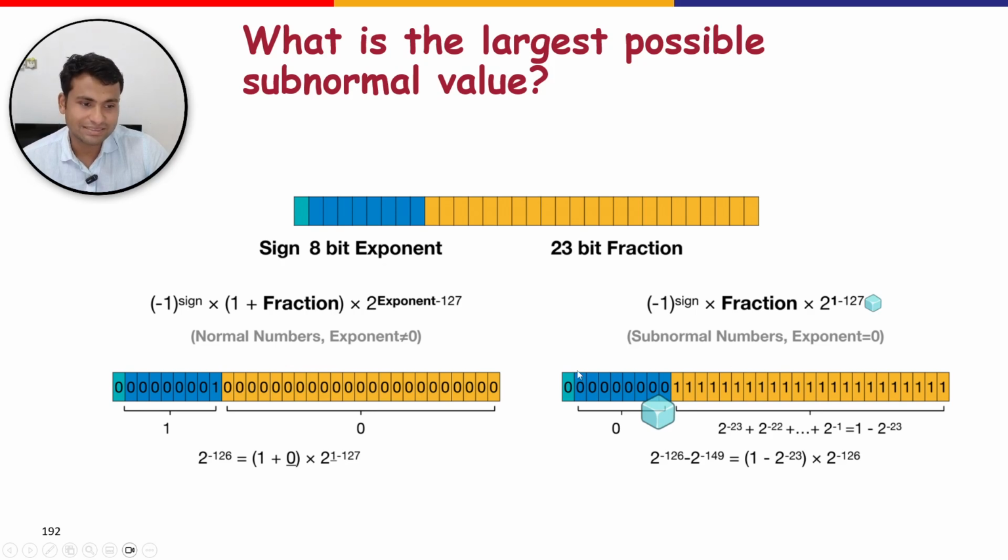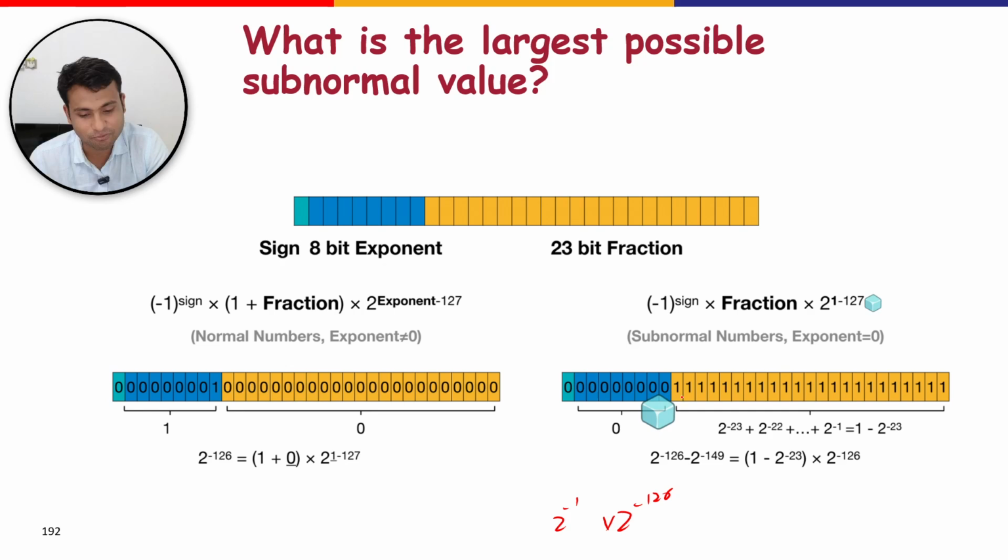So obviously the answer is right in front of you, but think about it. Right now it's obvious to you, but when I first attempted this question, I actually just put a 1 here. So I was like, the largest possible representation is 2 raised to the power minus 126 into 2 raised to the power minus 1. But that's not quite right actually.